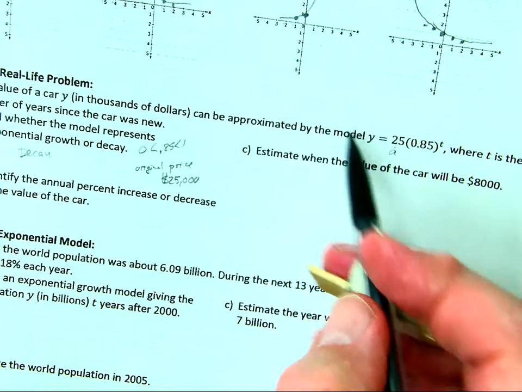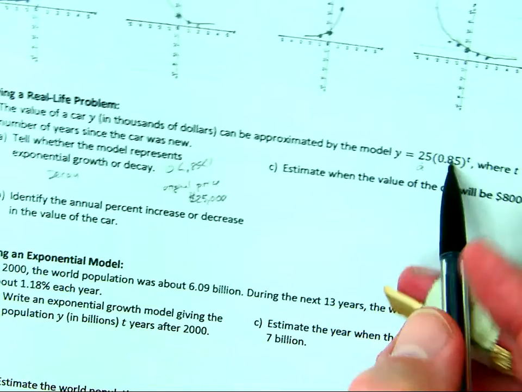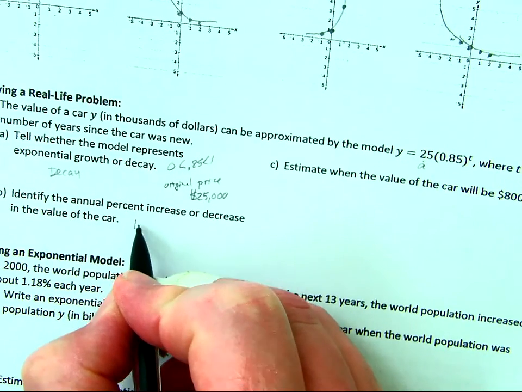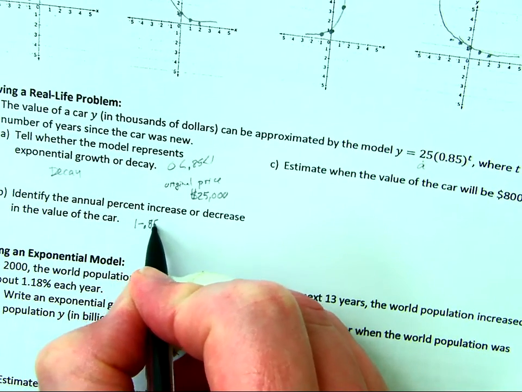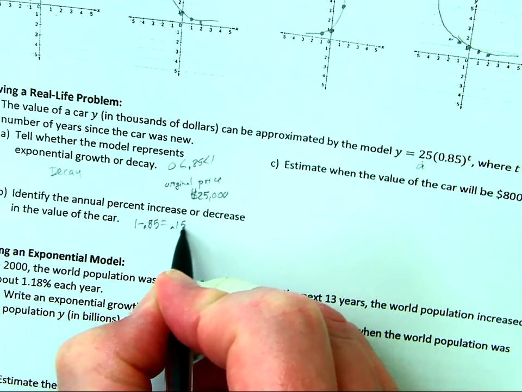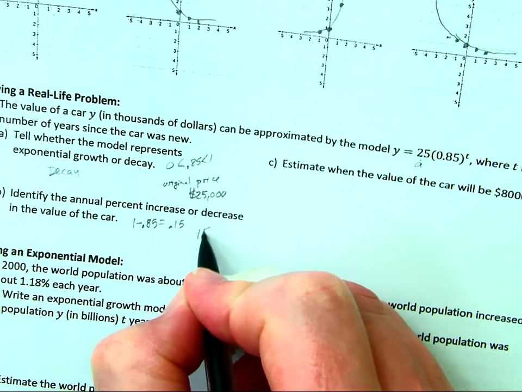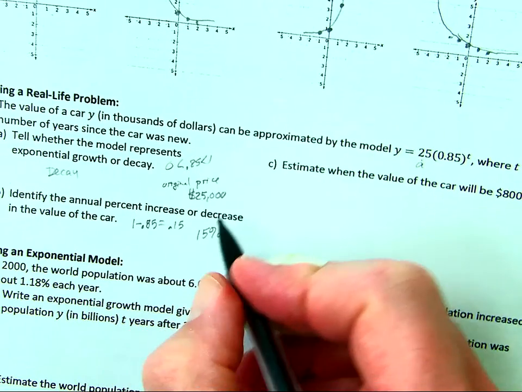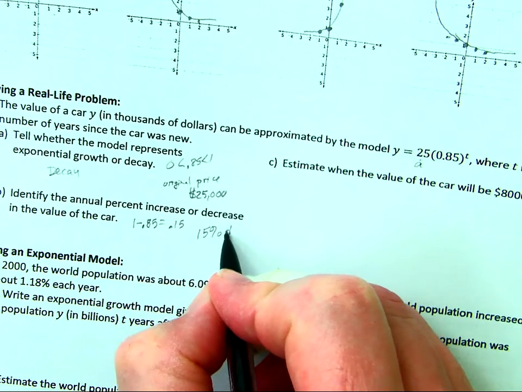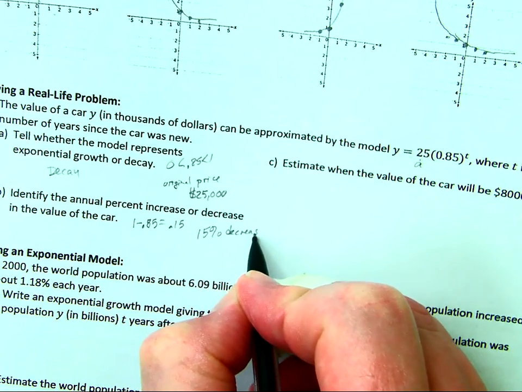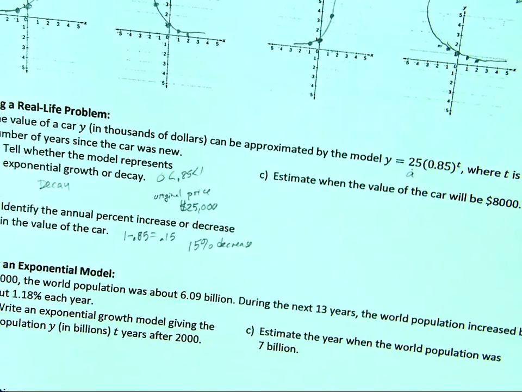So going back to this one we were just talking about, notice the base was 0.85. Well, if I take 1 minus 0.85, that's 0.15. So that's our percent as a decimal. So this would be a 15%, and since our base was 0.85, decrease. So that's the annual rate of decrease of that.